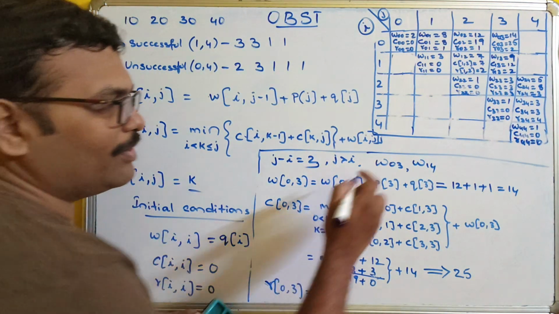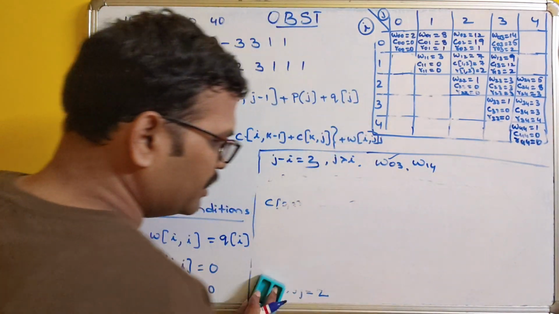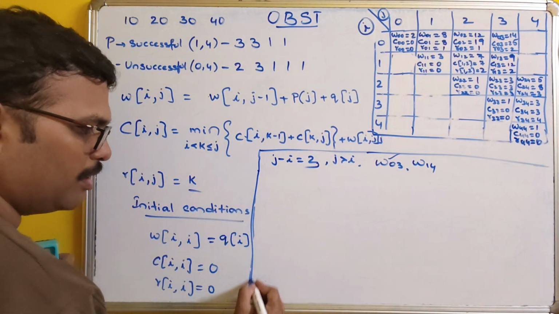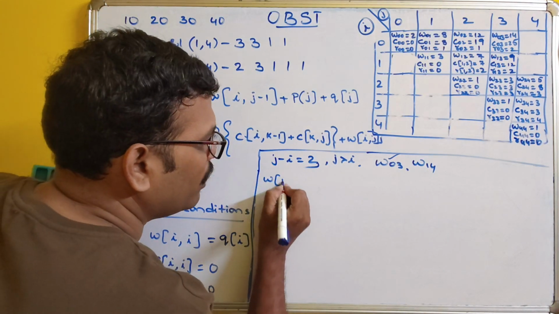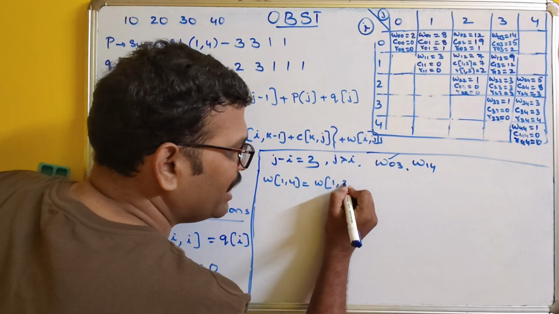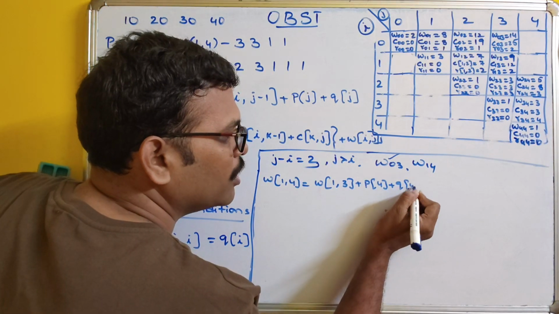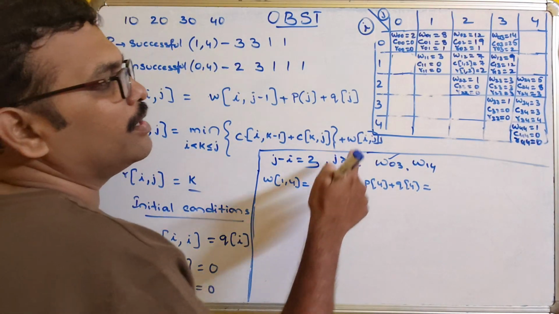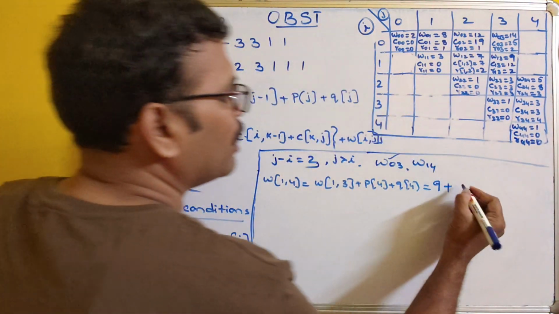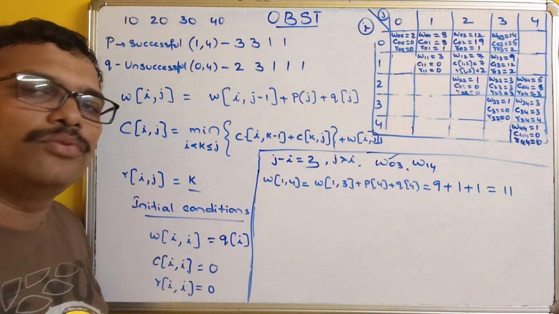Okay, and we have to check one more case, that is 1,4. Apply the same formula to calculate the weight, cost and root. So W of 1,4 is equal to W of i, j minus 1, that is W of 1,3, plus P of j, P of 4, plus Q of 4. So W of 1,3 is 9, plus P of 4, which is 1, plus Q of 4, which is again 1. So which is 11.